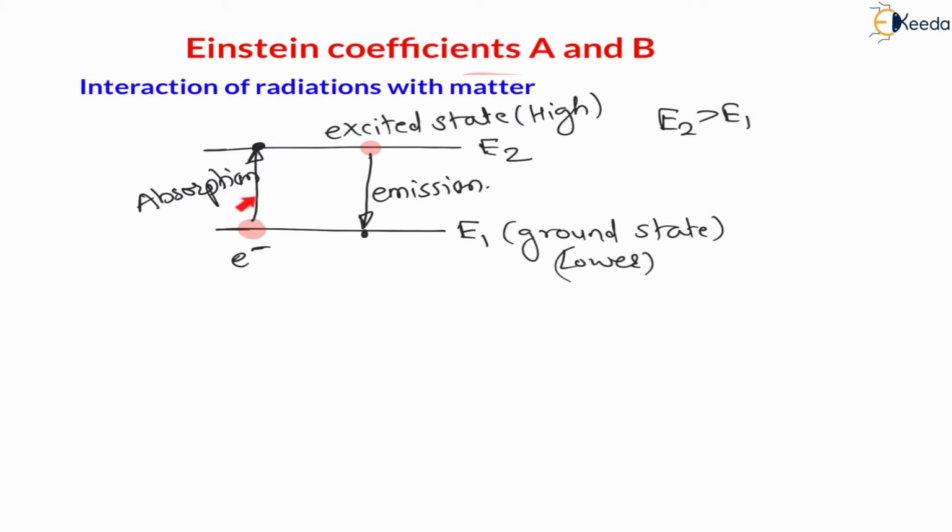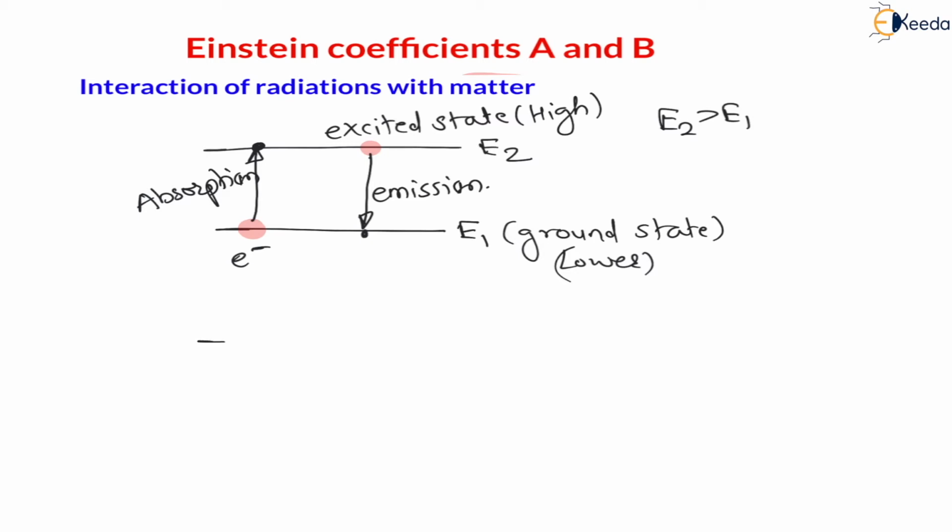Now my dear students, for absorption and emission, there is only one absorption, and there are two types of emission: spontaneous emission and stimulated emission. So we have to understand absorption, spontaneous emission and stimulated emission. Let us understand one by one.